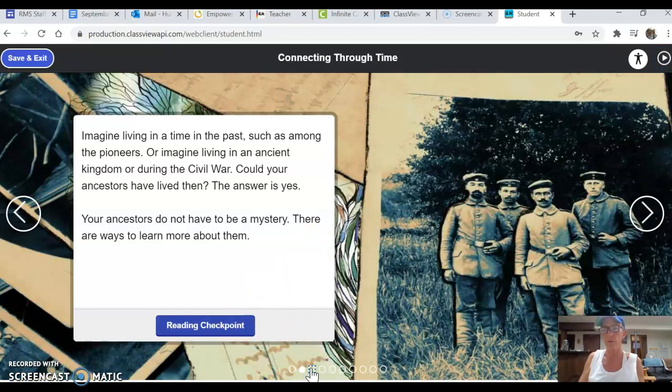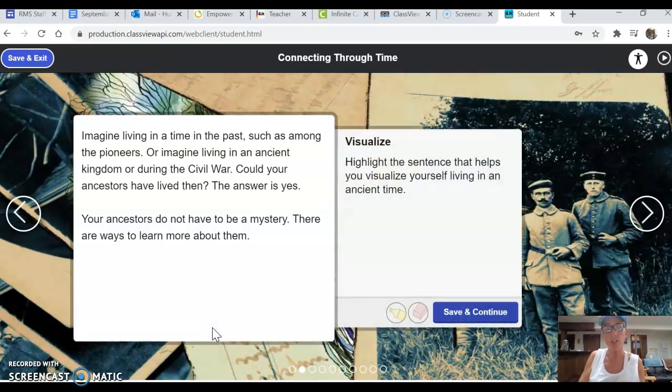Uh-oh. You won't be able to go on. Look down here, guys. You will not be able to go on unless you answer the reading checkpoint questions. Okay, so the reading checkpoint questions look like this.